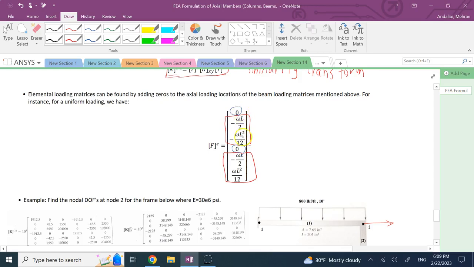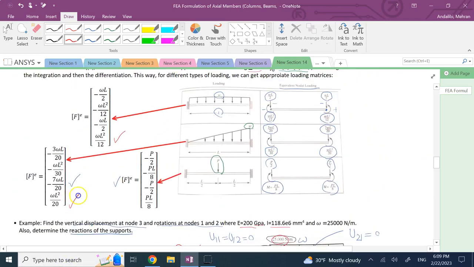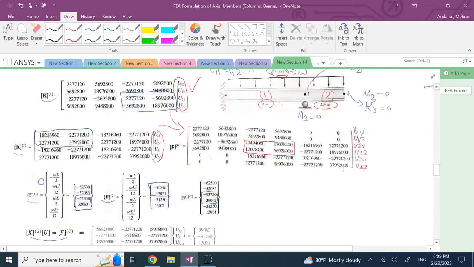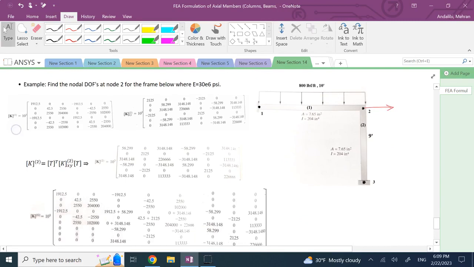Okay, so here we assume that there is no axial force on it, and the distribution is the uniform distribution. If it's not uniform, then we can use these other ones. We can use either this one or this one, so we just need to combine them together. And as the last part here, let's look at this example.